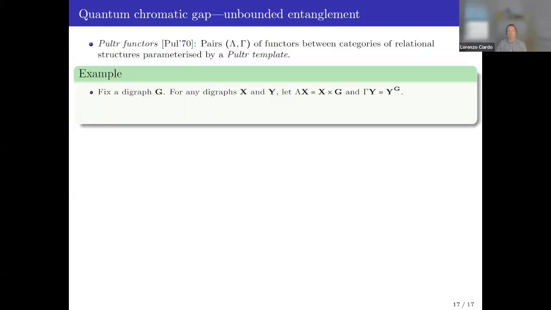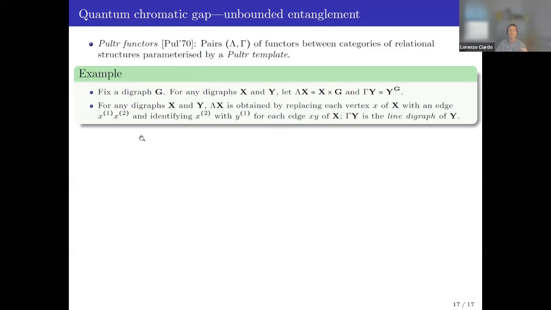So let's say that I have a digraph G, and I consider the following transformations. The first transformation takes a graph X and returns the direct product of X and G. The second transformation takes a graph Y and returns the exponential digraph Y power G. Another example, I have two digraphs X and Y. Lambda of X is obtained by taking X and replacing every vertex with a new edge, X1, X2, and then I identify X2 and Y1 whenever XY forms an edge in the original graph. And gamma Y is just the line digraph of Y. So the vertices are edges and the edges are pairs of consecutive edges.